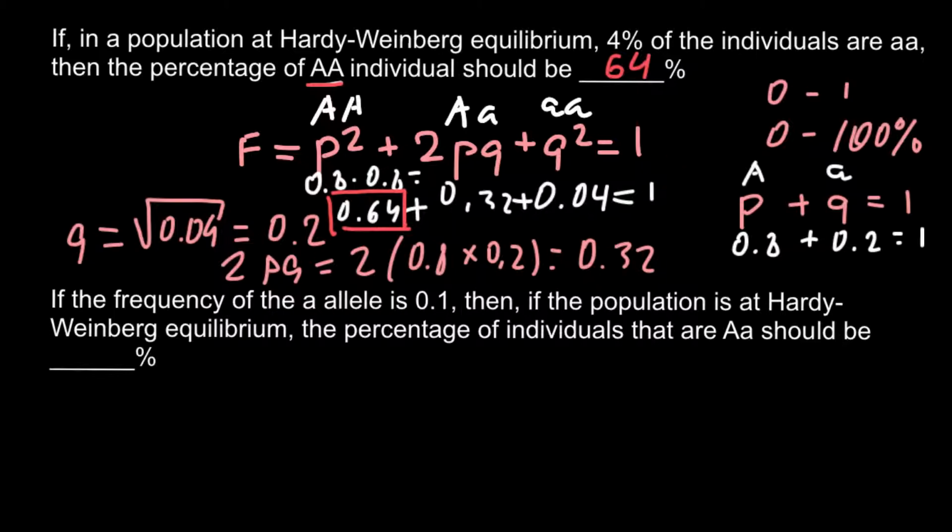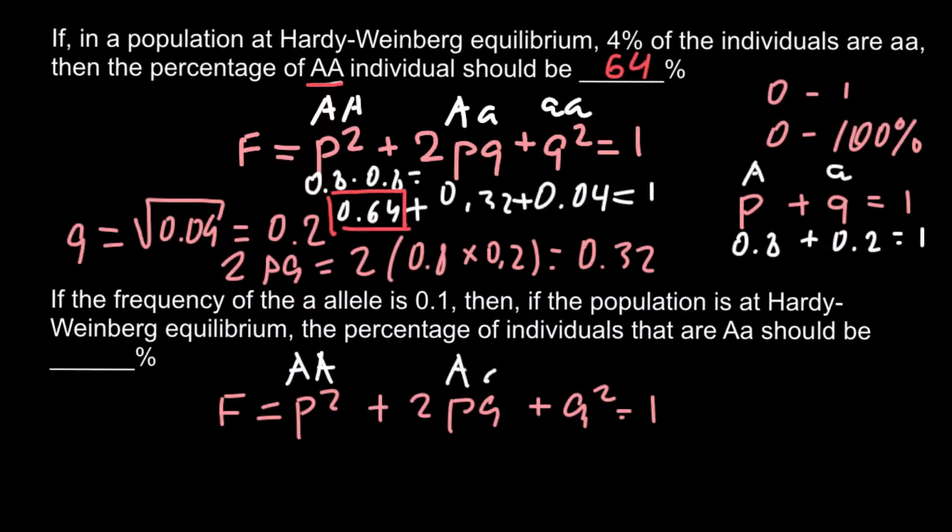And next question. If the frequency of the recessive allele a is 0.1, then if the population is at Hardy-Weinberg equilibrium, the percentage of individuals that are heterozygous should be. Once again, let me write down the Hardy-Weinberg formula. We are going to use the same formula to solve this problem. Here is the homozygous dominant genotype, the heterozygous genotype, and the homozygous recessive.